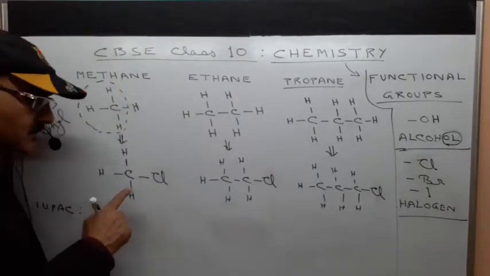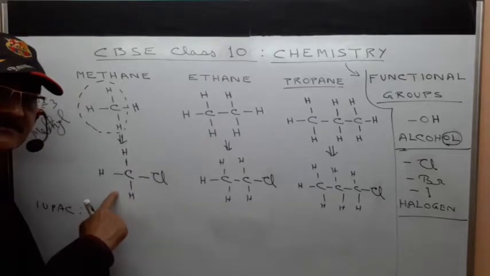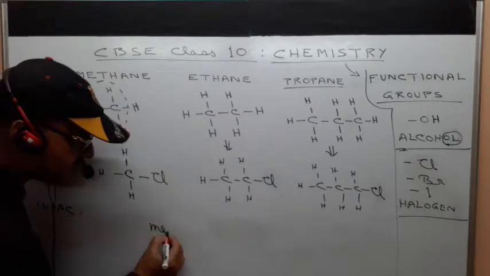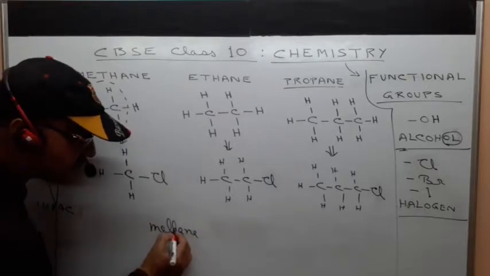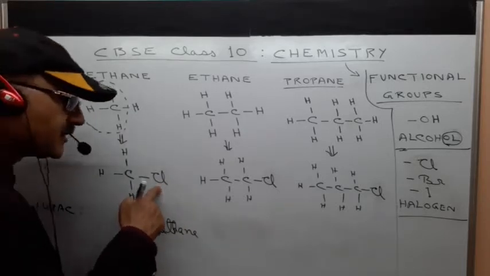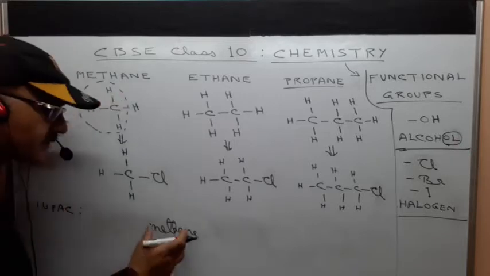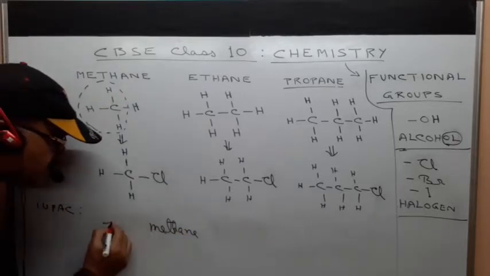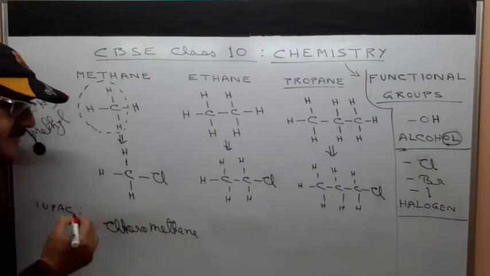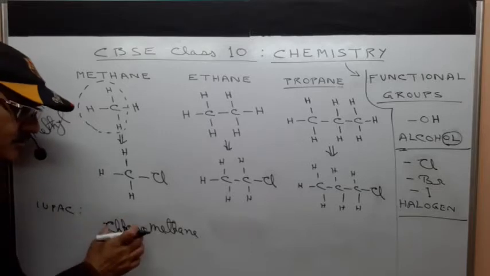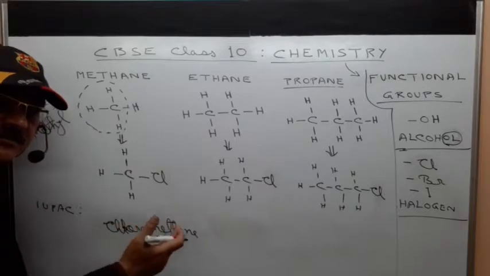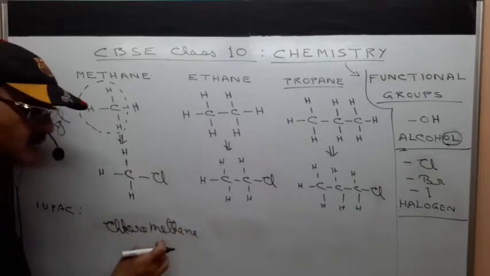Now, what will be the name of this? This molecule has come from methane. So this is methane originally. Now there is a chlorine here. So for chlorine, we write chloro and we put it in front of methane. So this becomes chloromethane. So this chloro part we use as prefix for this. Prefix means we put it in front of methane. So this is chloromethane.